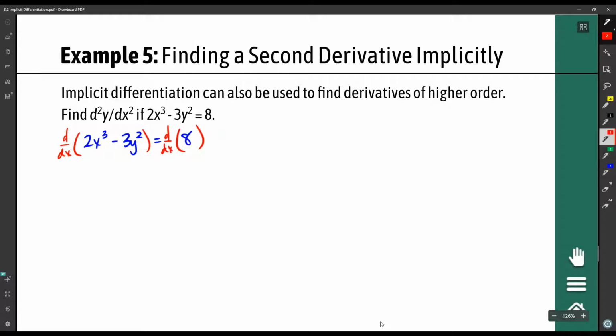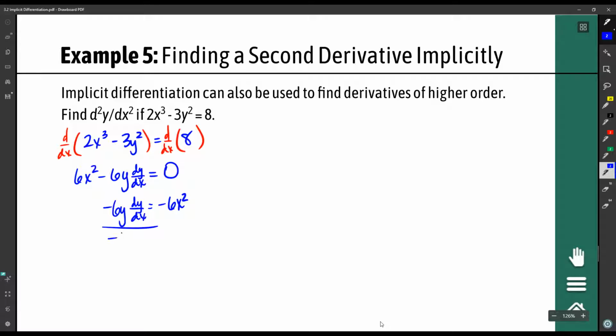So that's going to give us the derivative with respect to x of 2x cubed, that'll be 6x squared. The derivative with respect to x of negative 3y squared will be minus 6y dy/dx. And then on the right side, the derivative of 8 is 0. Next, we'll move the 6x squared to the right side of the equation, and we'll have negative 6y dy/dx is equal to negative 6x squared.